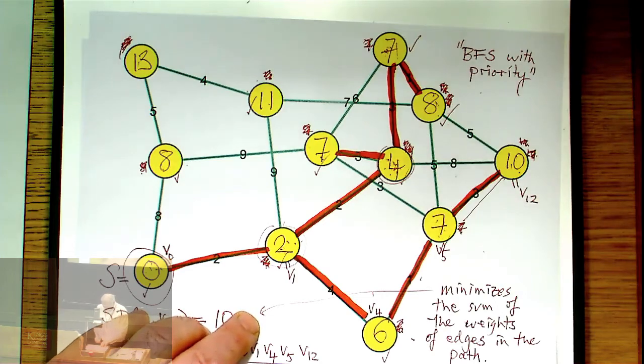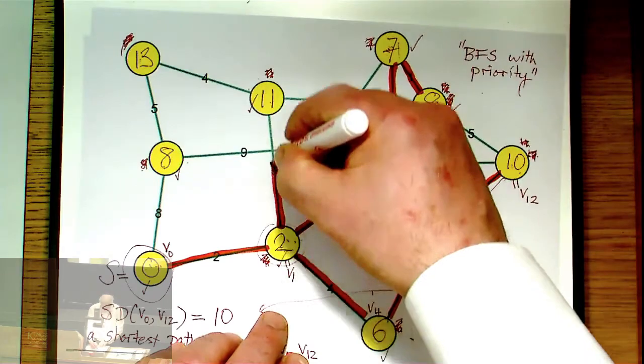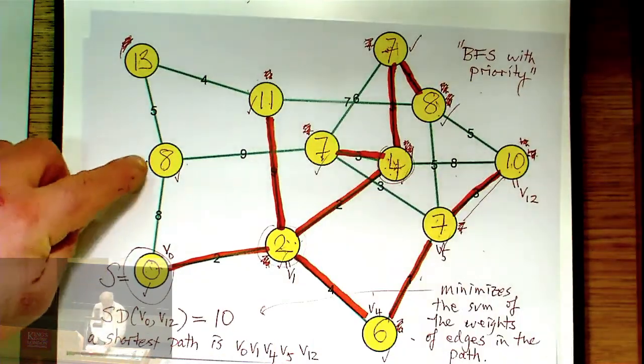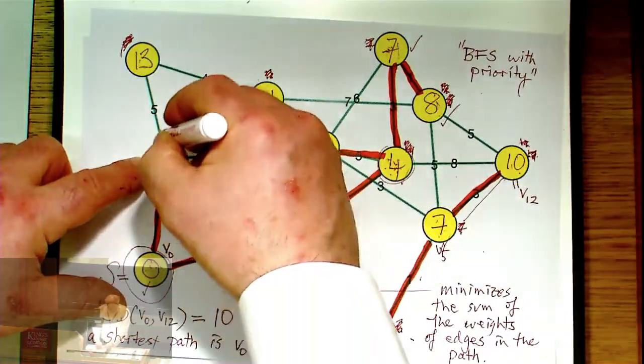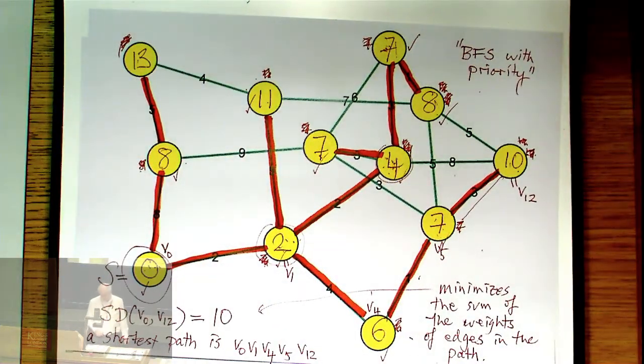What vertices am I missing? How did I get to 11? I got it from up here. How did I get to the 8? I got to it from there, and I got to the 13 from there. Is that every vertex covered? I think so.